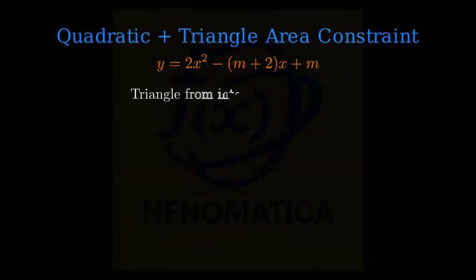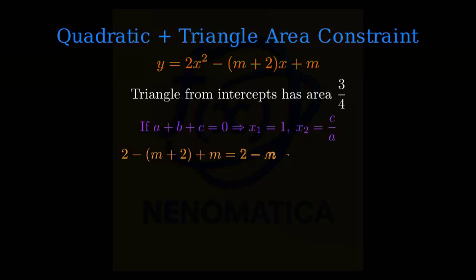In this lesson, we will solve a geometric algebra problem about a parabola and a triangle formed by its intercepts. The quadratic is y equals 2x squared minus open parenthesis m plus 2 close parenthesis times x plus m. The x-intercepts, together with the y-intercept, form a triangle whose area is 3/4. Our goals are to find the possible values of m, and then compute the x-coordinate of the vertex for the related parabola y equals x squared minus mx plus 1. Step 1. Find the zeros using the sum of coefficients trick.